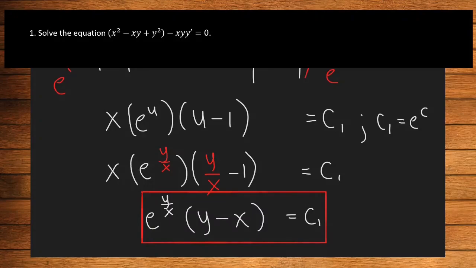Because recall, we still have an arbitrary constant. Therefore, this is just a general solution. We cannot get the particular solution because there are no conditions given. That means this solution is enough.